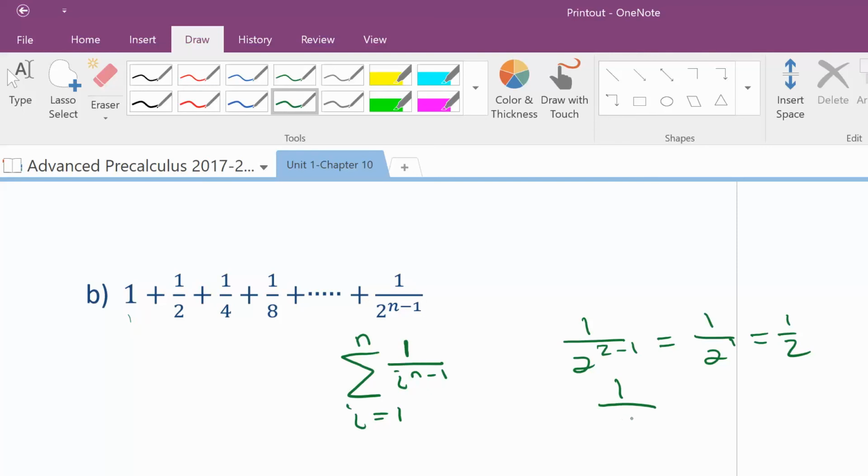So 1 over 2 to the third. Sorry, this is going to be 2 to the I minus 1. Like this. Sorry. So 3 minus 1 gives you 1 over 2 squared. So this gives you the pattern right here, that it's 2 to whatever minus 1. In this case, I'll call it I. 1 over 2 squared is 1/4. And so on. If I put 4 in there, 1 over 2 to the third is 1/8.